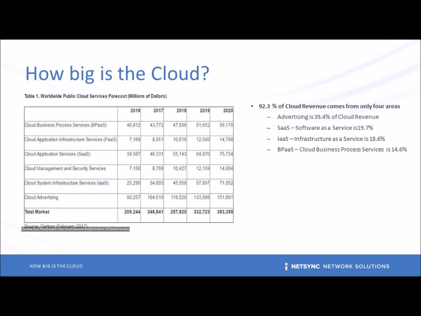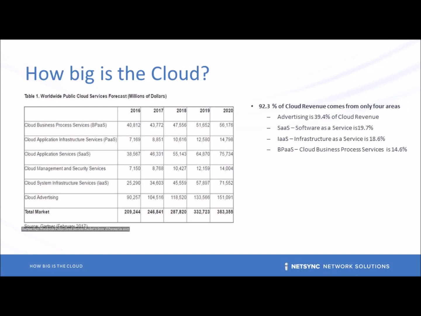These numbers come from Gartner, and they're kept every year about all the different things that the cloud is doing. As you can see, they categorize the cloud into about 6 different spots. The interesting thing I wanted to point out, and what most people don't understand, is that the cloud, in all of its greatness and all the advertising we hear, is literally that: almost 40% of the cloud is advertising. Let that sink in for a second.